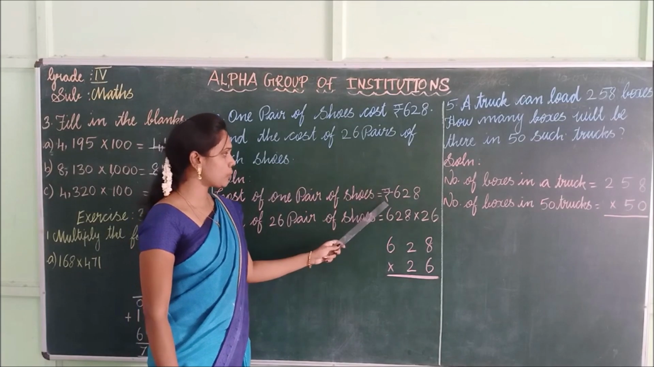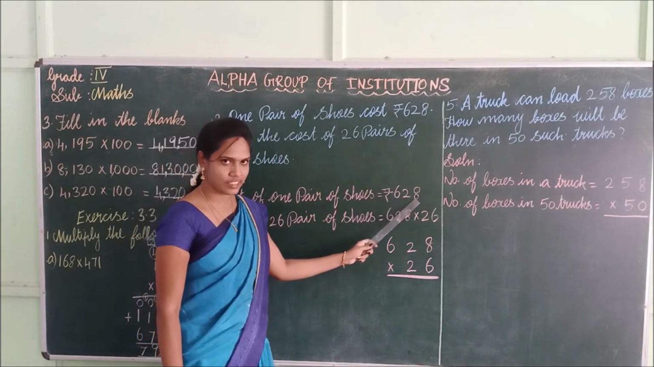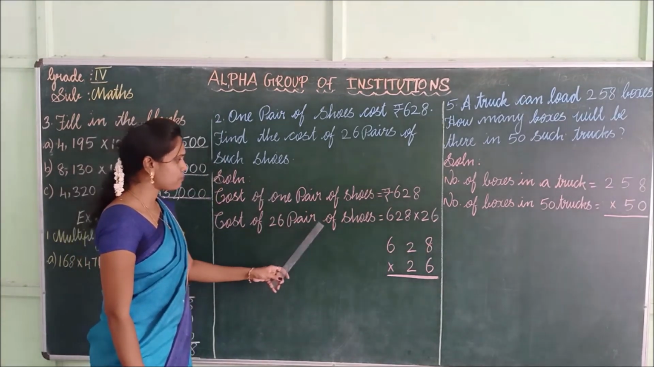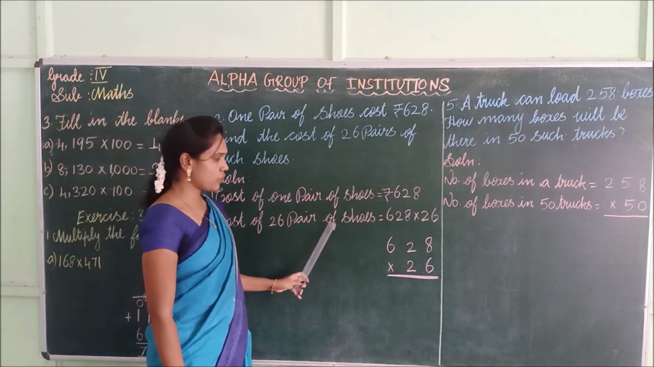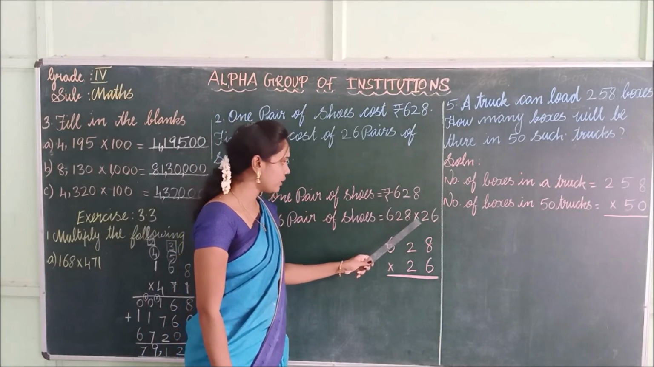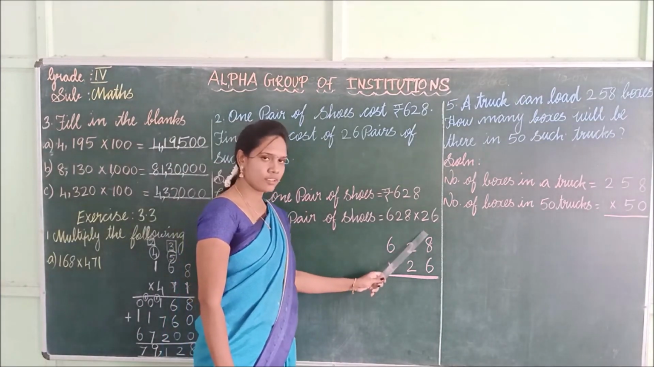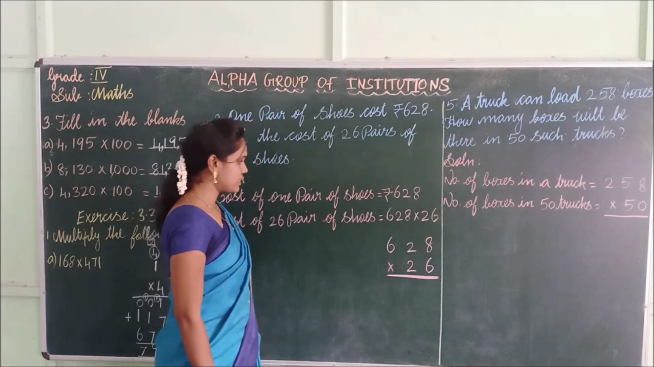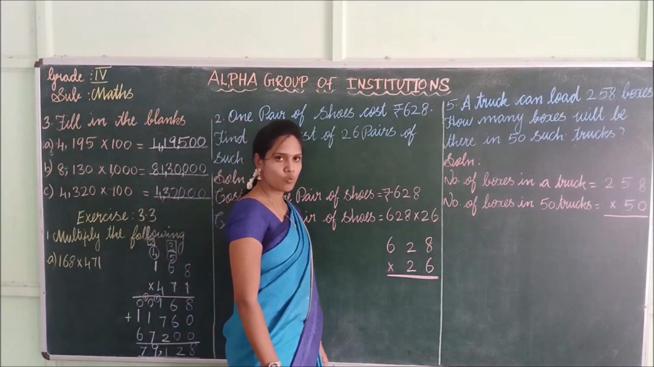628 rupees. Now, cost of 26 pairs of shoes. 26 pairs of shoes is equal to 628 into 26. Shall we multiply these two numbers now? Yes. See here, we always start from ones place.